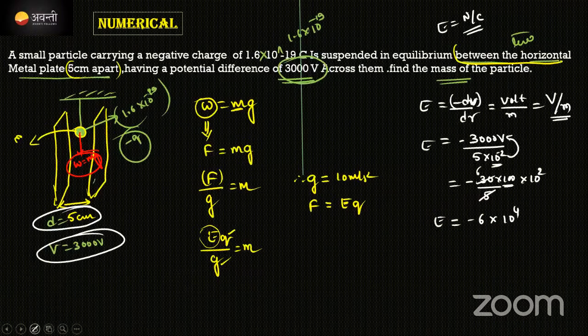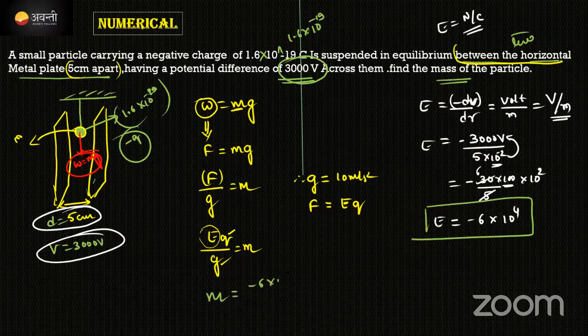Substitute this value here again. Then the m value will be equal to the E value, 6 into 10 to the power of 4, multiplied by the charge, divided by g.